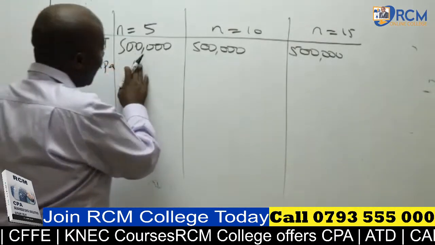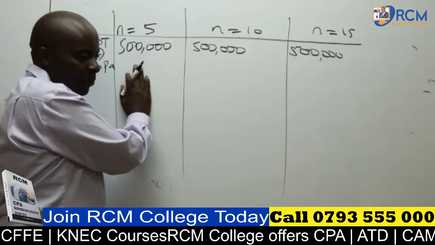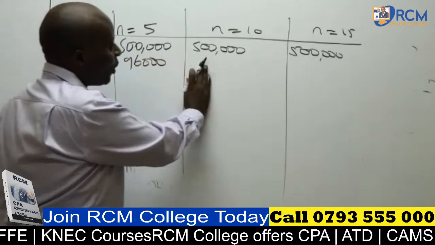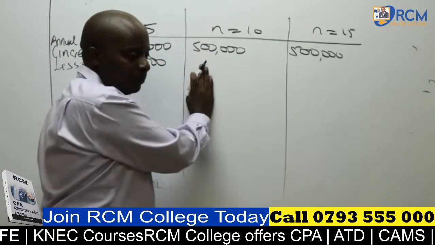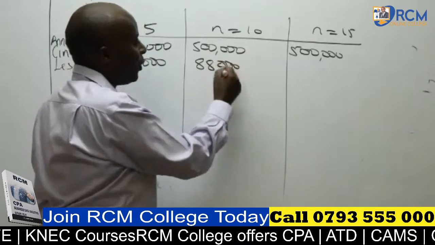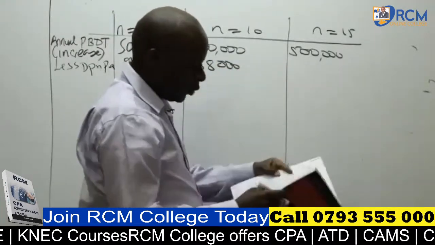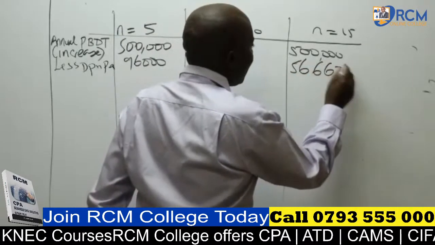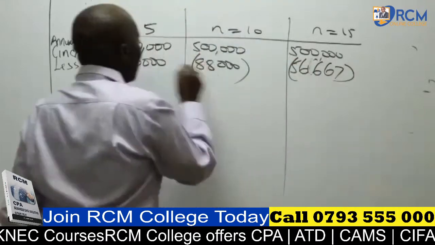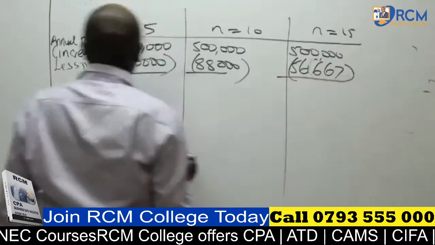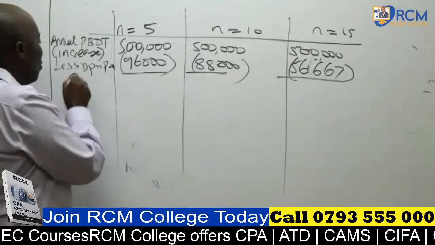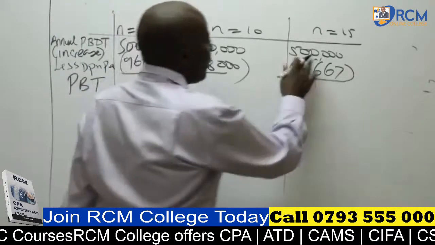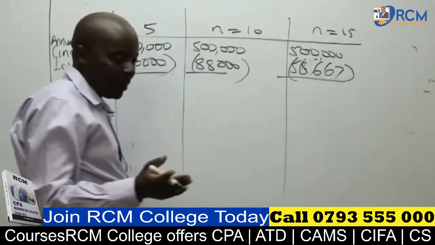Are you able to remind Mwalimu the depreciation amounts we got? The first one is coming to 96,000. The second one, when n is 10, 88,000. The third one, 58,667. So you subtract this, ladies and gentlemen, for you to be able to give us the profit before tax.